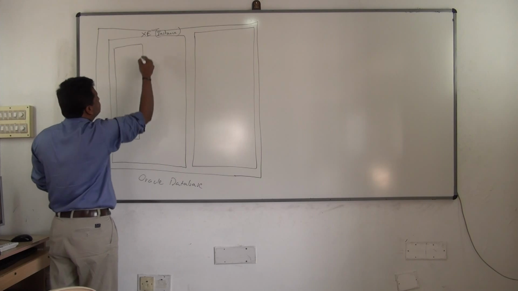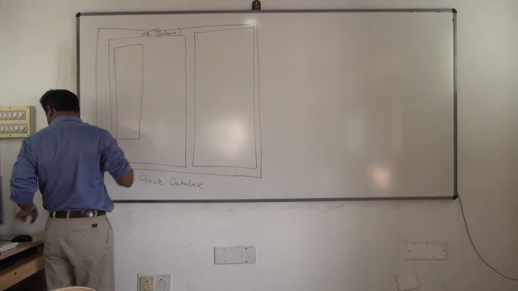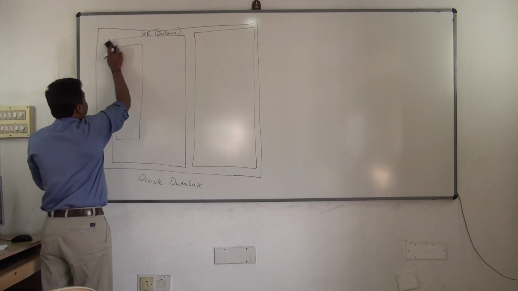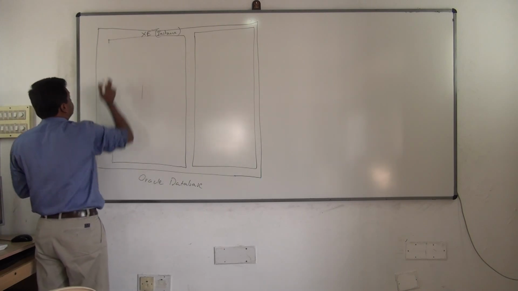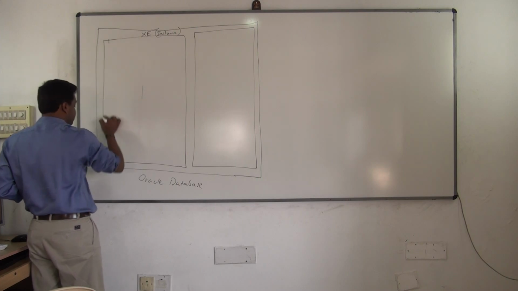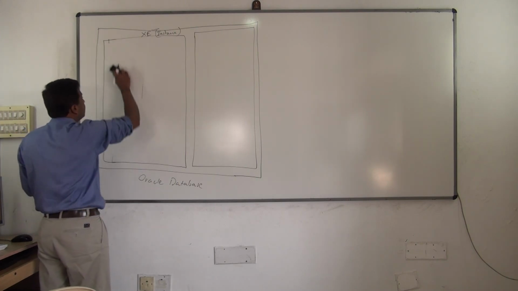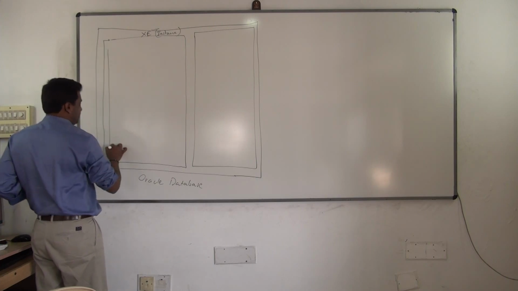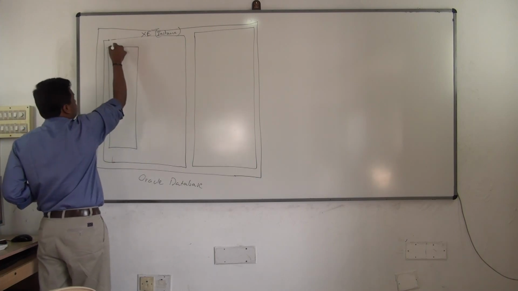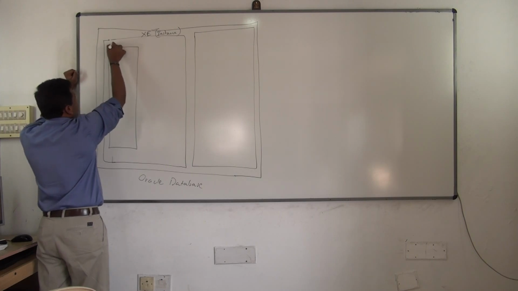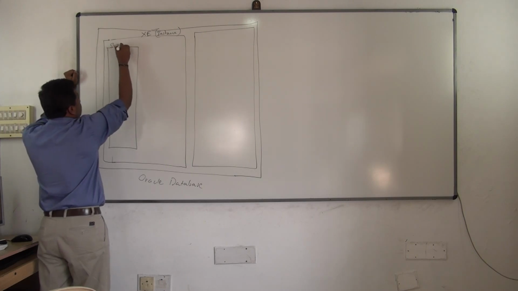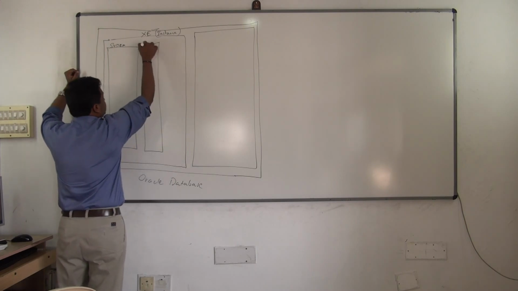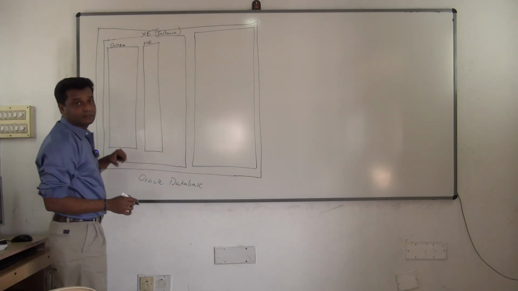Next, inside the instance, you have got... I need space. Wait, let me complete this drawing, then you write. Inside the instance, there were two schemas already present. Which was the schema? System. And one more schema was present called HR. Understood?